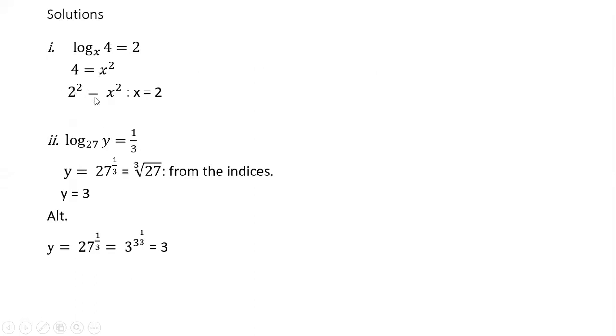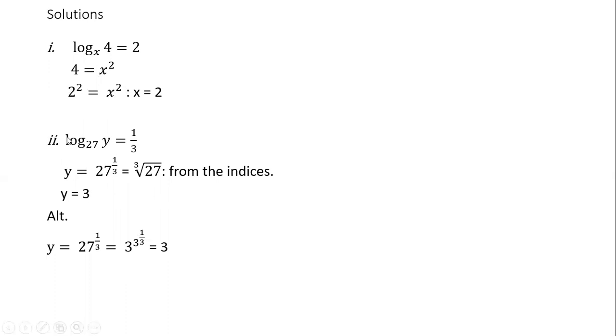So 2 power 2 equal to x squared. Therefore, now the bases are not the same. 2 and x are not the same, but the exponents are the same. Hence, the base must also be the same. Therefore, we can say x is also equal to 2. So we have also applied the same law of indices.